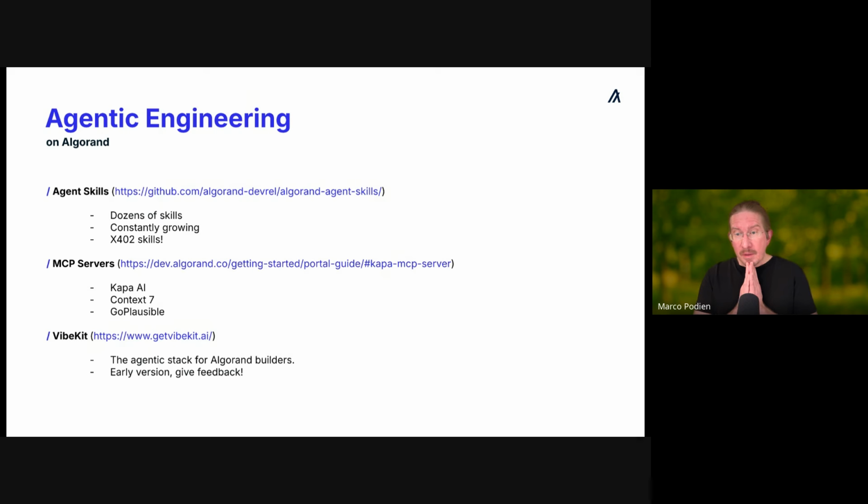We have dozens of agent skills already prepared for you, and it's constantly growing. MG is tirelessly working on these things. And there are also a bunch of x402 skills. So you can add these skills to the coding agent of your choice.